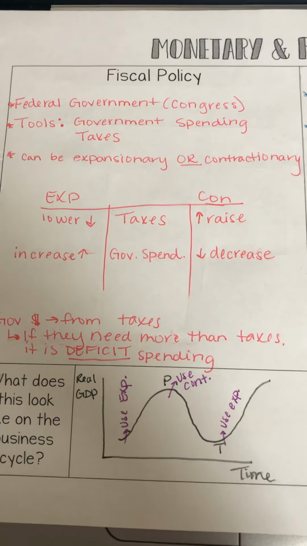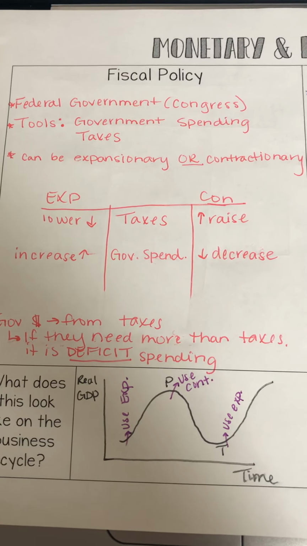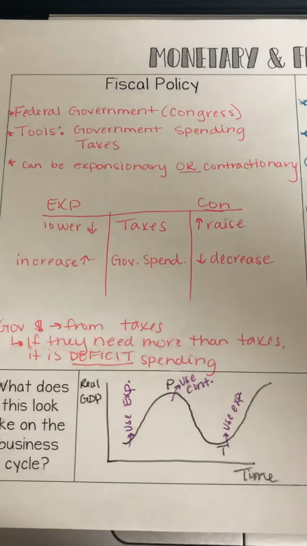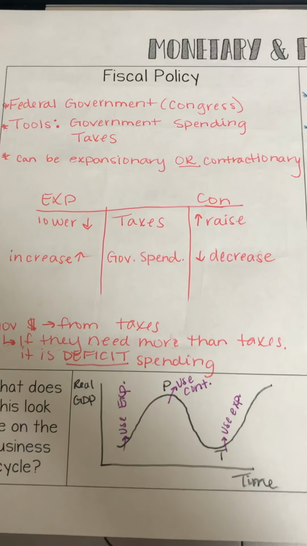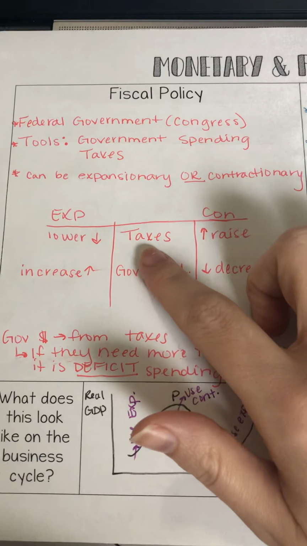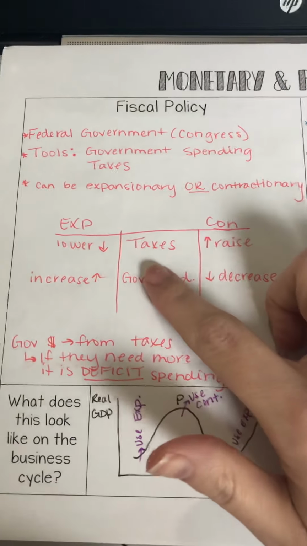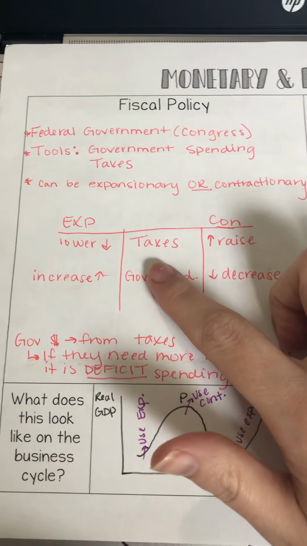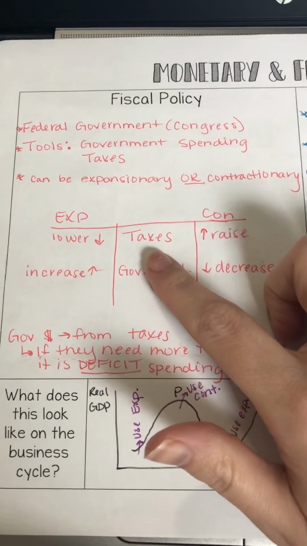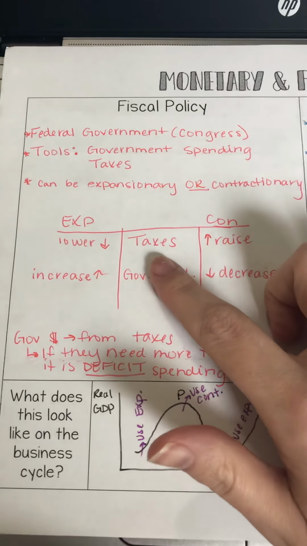There are two tools the government can use, and those are going to be government spending and taxes. And it's important to understand that they can use expansionary or contractionary policy. So the way this works, if we look at taxes, the government can lower taxes or they can raise taxes. So if they lower taxes, this is considered expansionary, because if they lower taxes, you and I have more money on our paycheck, and we all know that more money means more spending, and that expands the economy.